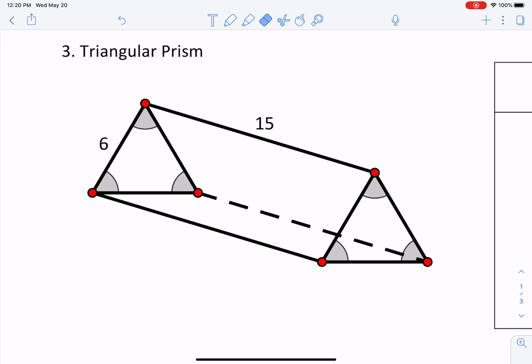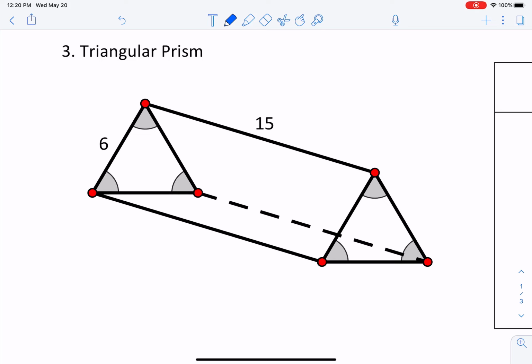For this video, we're going to calculate the area and volume of a triangular prism. Let's examine the bases of this prism. The bases are triangles, and specifically, they are equilateral triangles as evidenced by all three angles being congruent.